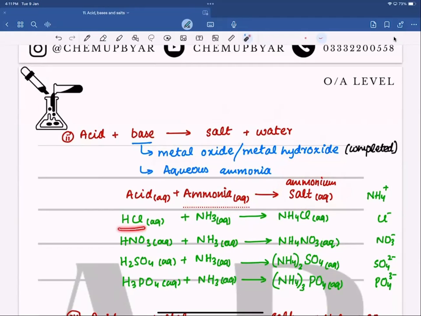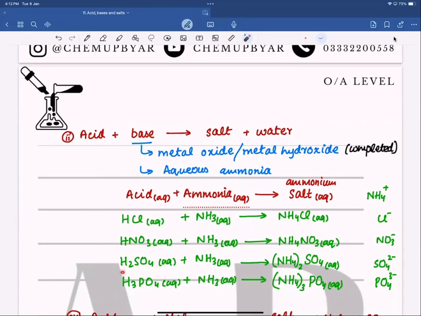If you see, when hydrochloric acid reacts with aqueous ammonia, ammonium chloride is formed with the formula NH4Cl. When nitric acid reacts with aqueous ammonia, ammonium nitrate is formed, NH4NO3. Okay, in both of these cases, the ammonium ion has a +1 charge, chloride has a -1 charge, and NO3 has a -1 charge. So +1 and -1, that's why we just combine them to make the formula. In the same way, NH4 has a +1 charge and NO3 has a -1 charge, so we just combine them because the charges are exactly the same.